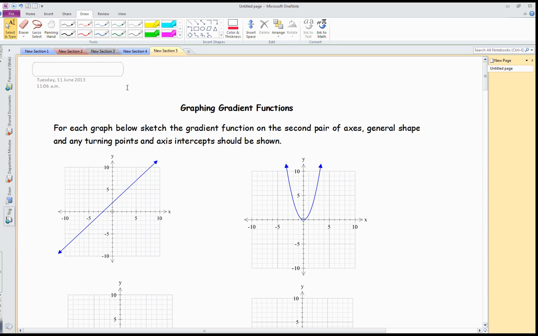Hi there, I'm just going to go over the answers to the graphing gradient functions worksheet.